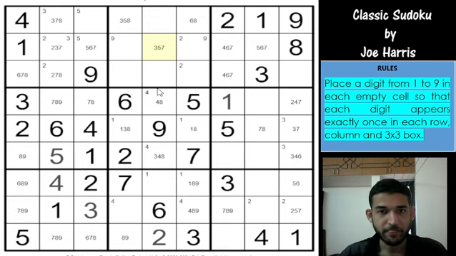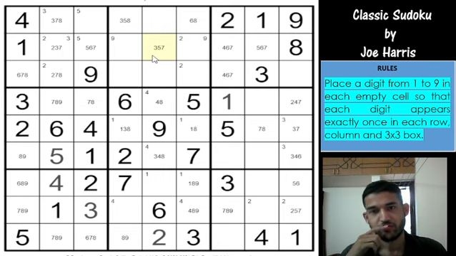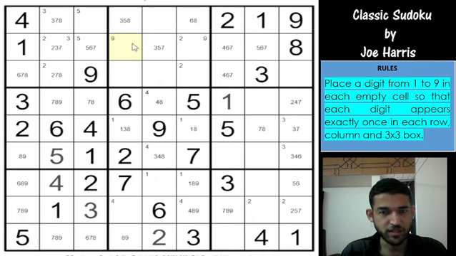Excuse me, guys. 5, 6, 7, 4, 6, 7, 3, 5, 7, 5, 6, 7. So if, okay, this cell cannot be 2, 6, 7, 1 or 8, so this would be 3, 4, 5, 9. This would be 2, 4, 6, 9.